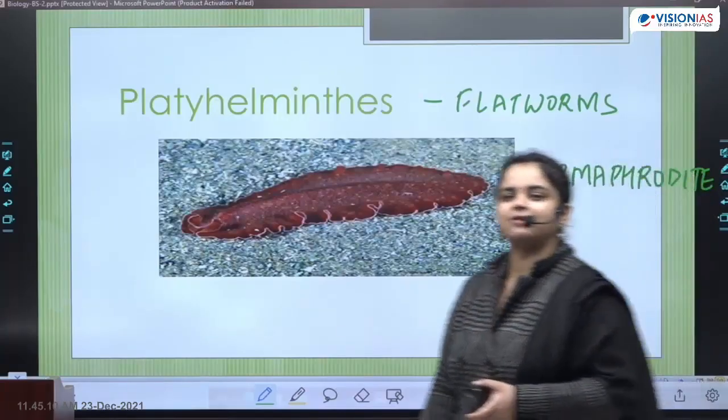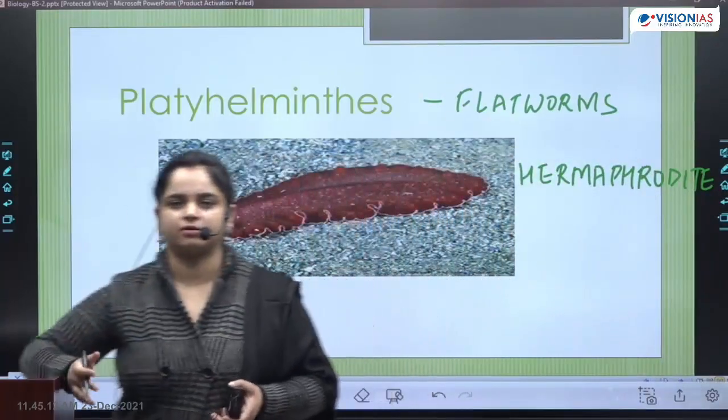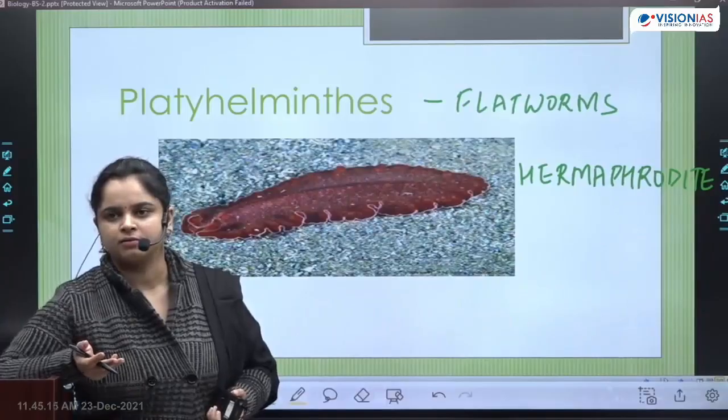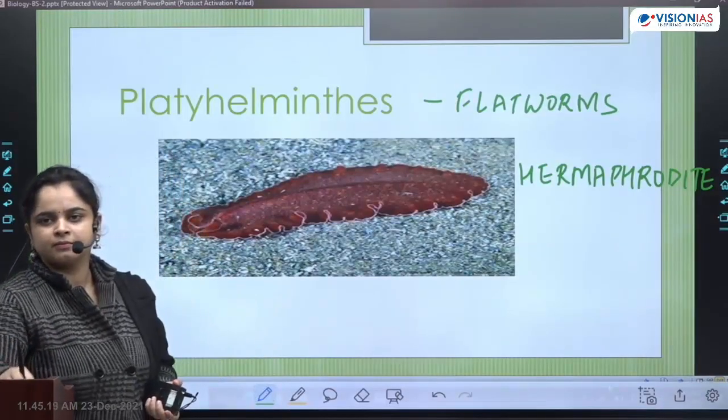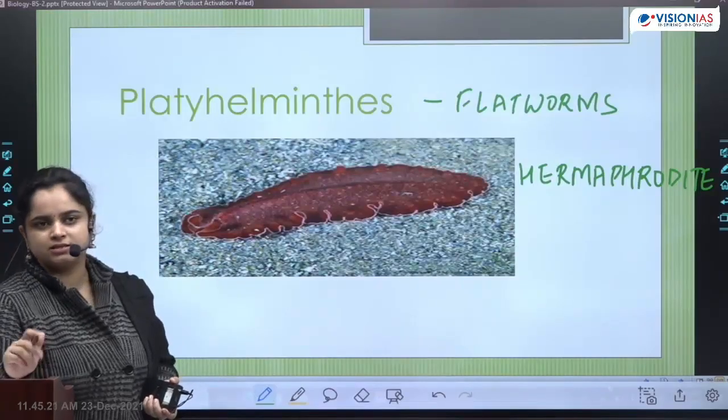So hermaphrodite means when the sexes are not separate. Male and female are not separate. Okay, this is a special property of this worm. Write this point.